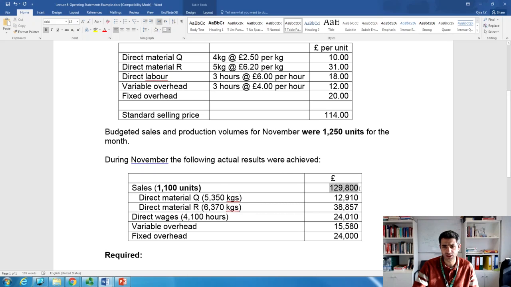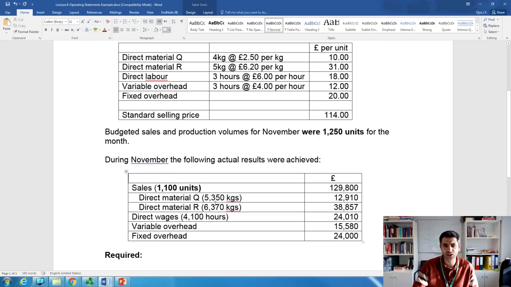That's the total, 129,800. So of course, in order to find the actual selling price per unit, you need to divide 129,800 over 1,100 units.